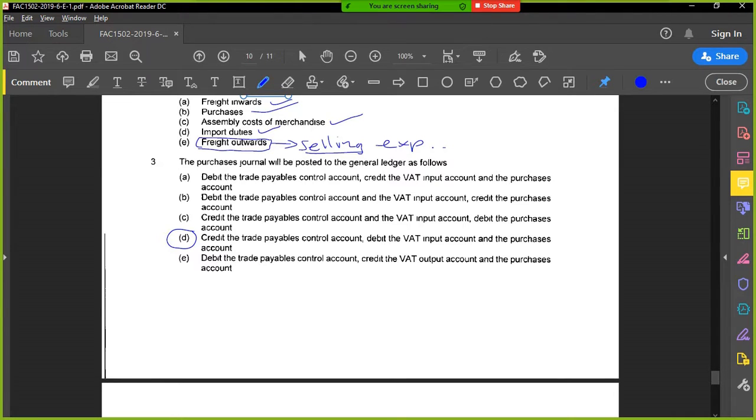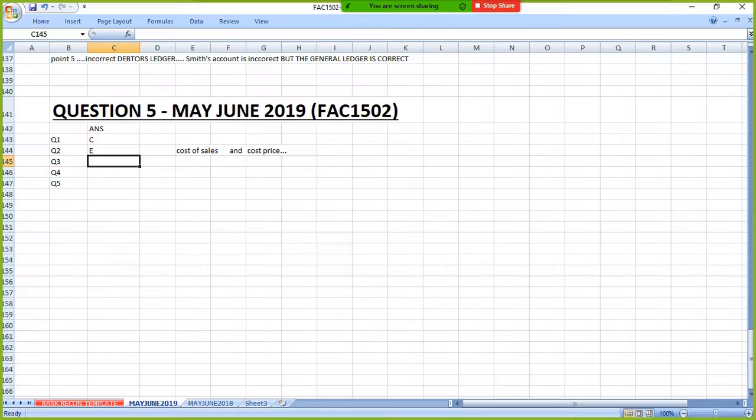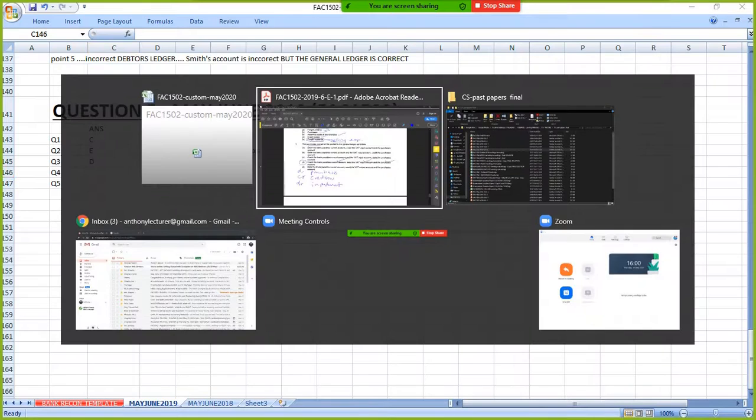Let's check. Okay, purchaser's journal. Remember, if it's a purchase, credit the creditors, debit the purchases. Right. What VAT arises on a purchase? Input. Very good. Goods coming in. So credit the trade payables control, debit the input VAT and purchases. Perfect. I agree. Okay, good.